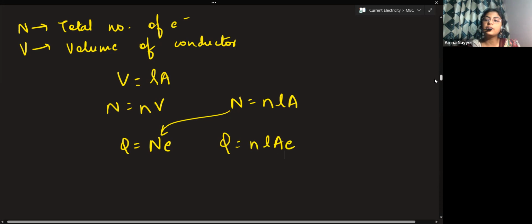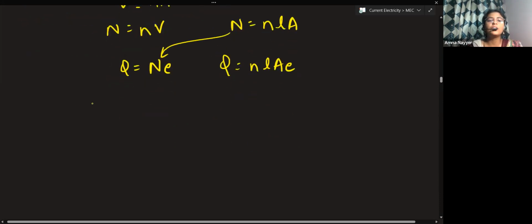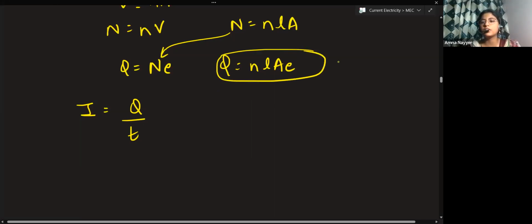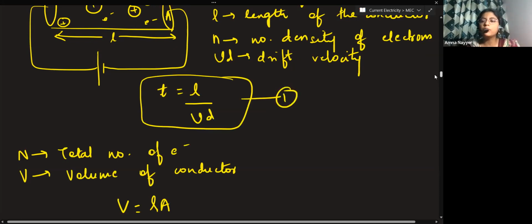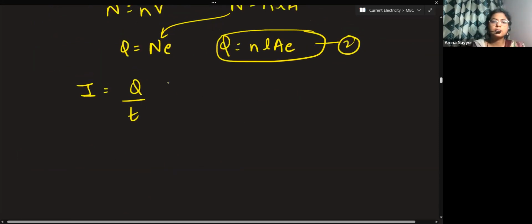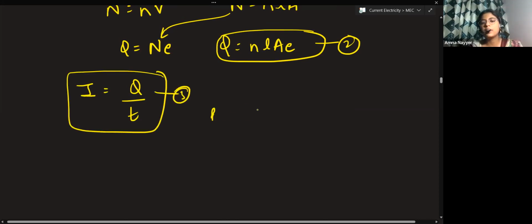Now, writing the definition of current. Formula of current is what? This is charge per unit time, Q divided by t. Q is here. This is your Q from this equation. Let's say this is equation 2, and this is your equation 1. This is the time equation. If you put 1 and 2 in this, let's say this is equation 3. So put 1, 2 in 3.